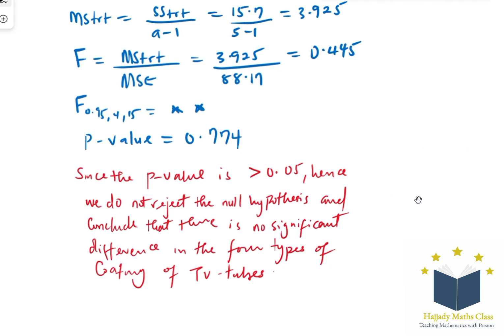And before I leave, please just know that here you can be asked to calculate the LSD, the least significant difference, to know which one is significant. Since there is no significant difference, then you can calculate the LSD.